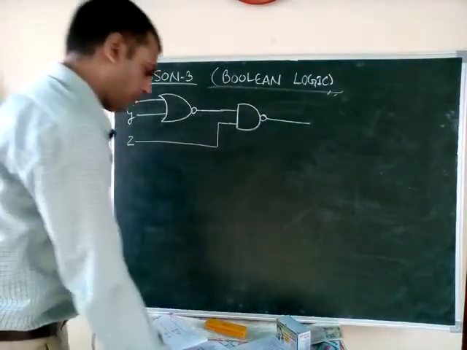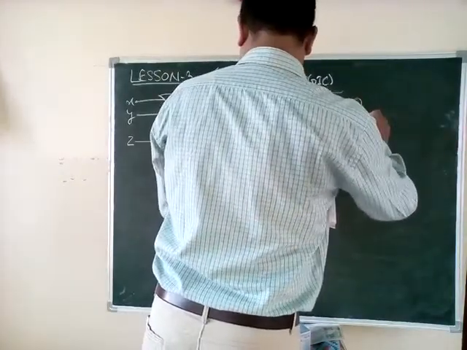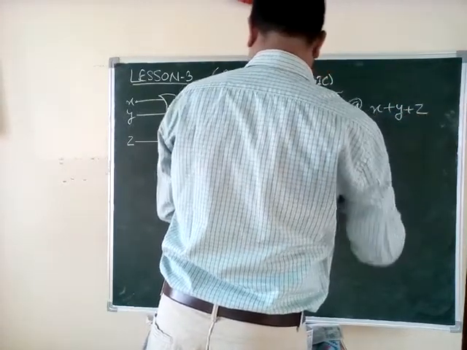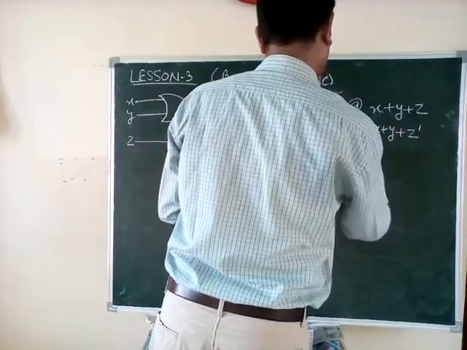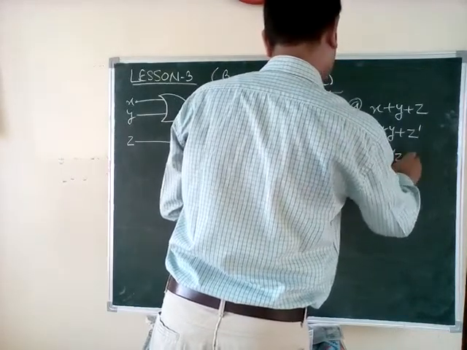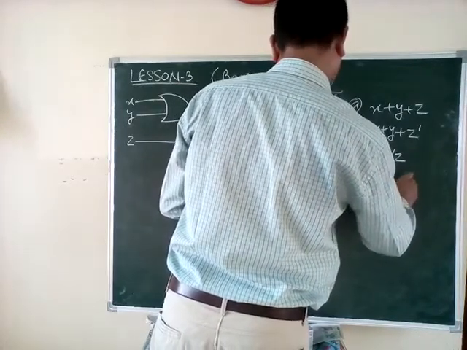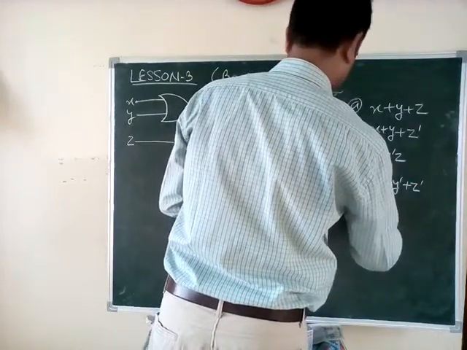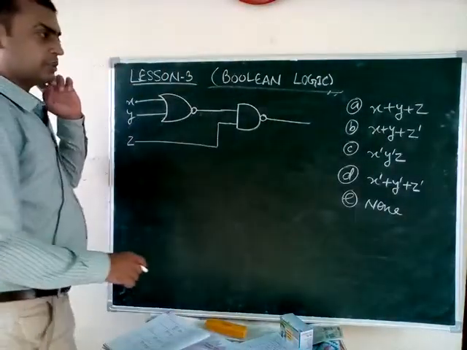Now there are certain options also given. A, x plus y plus z, then B, x plus y plus z bar, C, x dash y dash z, D, x dash plus y dash plus z dash, and E, none. Now start solving this equation.